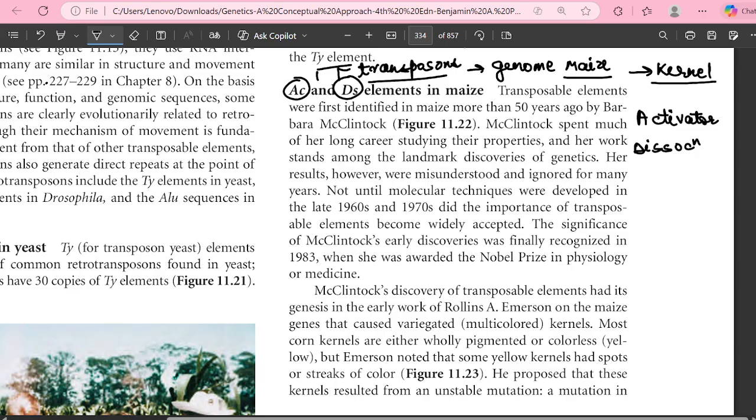Before that, you should also know that there was a scientist named Barbara McClintock, and she was the one who discovered these transposable elements in the maize. It was a landmark discovery, and it clearly proved how the pigmentation can vary in the kernels of the maize.